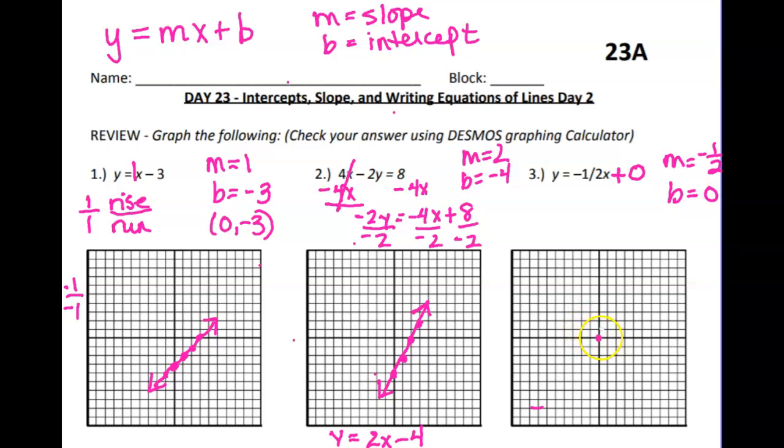Okay, so we start at y-intercept of 0, which is right there, and our slope is negative 1/2. So I'm going to think of this as negative 1 rise and positive 2 run. So I'm going to go down 1 and then to the right 2. Okay, or I could have gone up 1 to the left 2. Would work the same, it would be on the same line. Okay, so there's my line. Okay, again, if you're not sure, check it in Desmos to look at it. Make sure it looks similar.